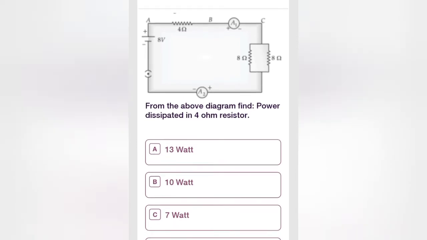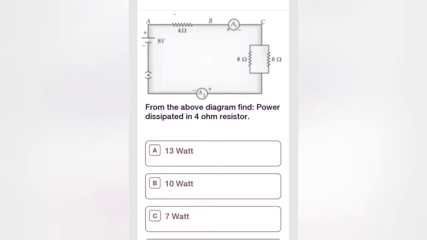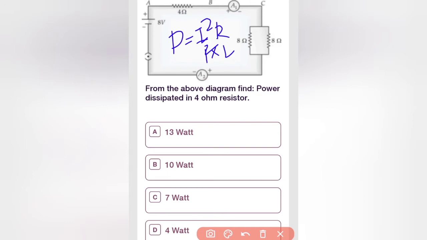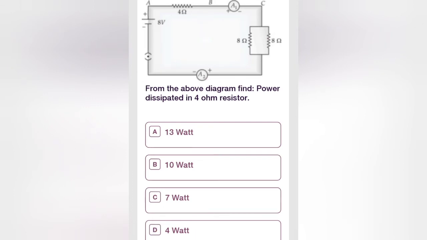From the above diagram, find the power dissipated in the 4 ohm resistor. So we have to find out the power dissipated. What is the formula for power dissipation? P is equal to I square R, isn't it? So what is the current flowing? We saw it is 1. And what is the resistance value? 1 square into 4, so it's going to be 4 watt. 4 watt is the correct answer. Option D is the correct answer.